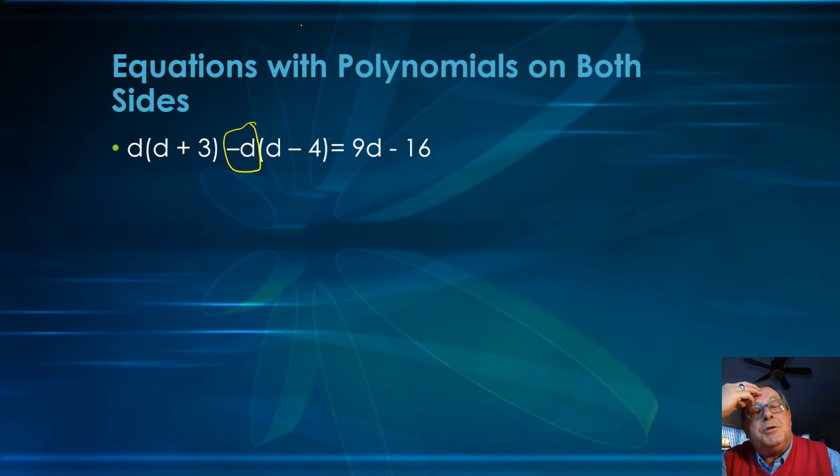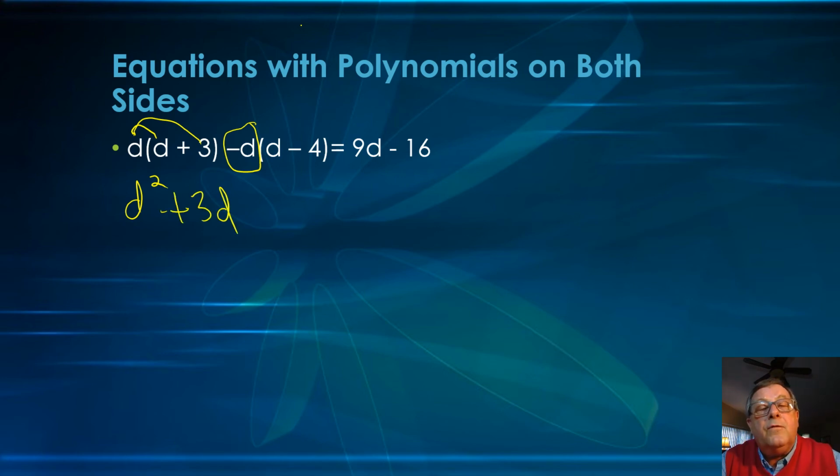Well, let's do a little distribution. So I got d times d, and d times 3. So this is going to be d times d is d squared, and d times positive 3 is positive 3d, not as the 3D movie.